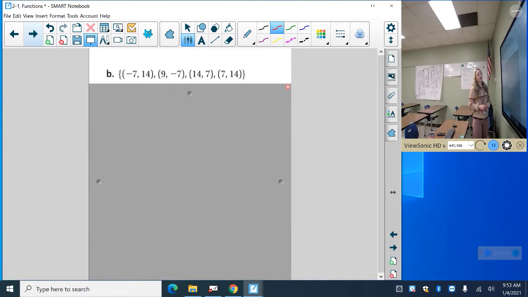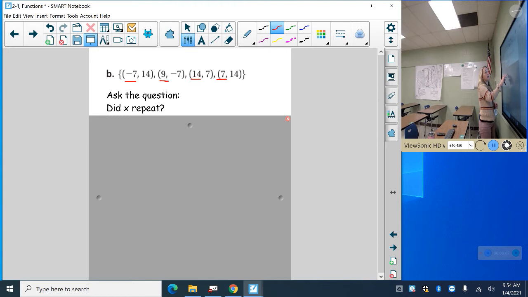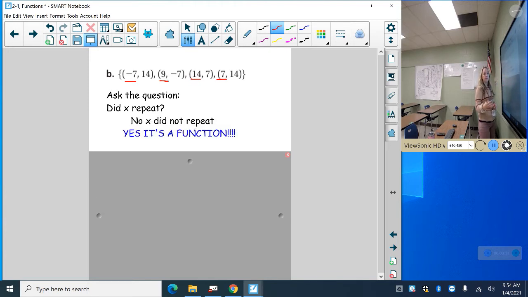So let's look at this one. -7, 14, 9, -7, 14, 7, and 7, 14. Does the x repeat? Well, -7, 9, 14, and 7. No. Does the x repeat? No, it does not. Then it is a function. And you have to learn that path. Does the x repeat, yes or no? If it does repeat, does it go to the same y?